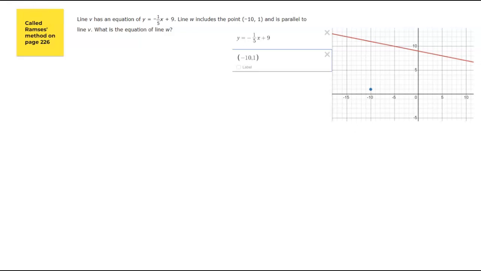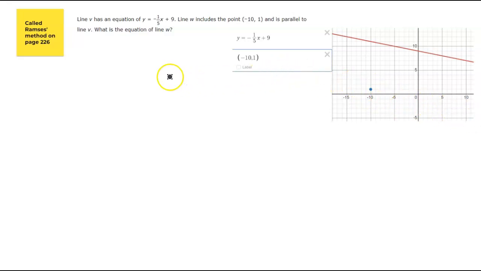There are many ways to accomplish this goal of writing an equation for a line that is parallel to line V. So this is one way. Line V has the equation y equals negative 1/5 x plus 9. The y-intercept is 9, the slope is negative 1/5. And we want to write an equation for the line that goes through this blue point on the graph, negative 10, 1, and also is parallel to the line.